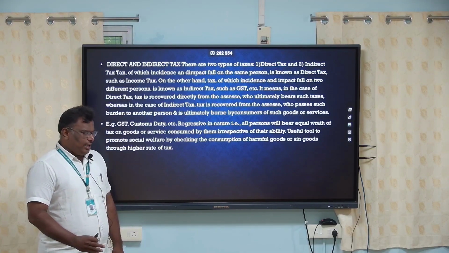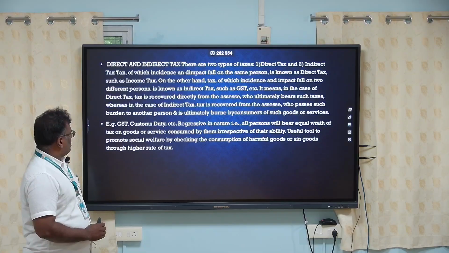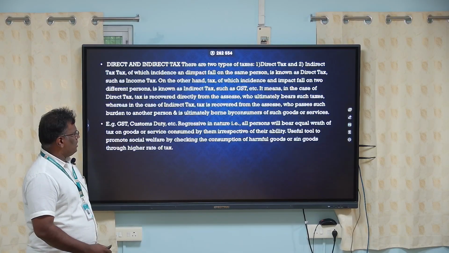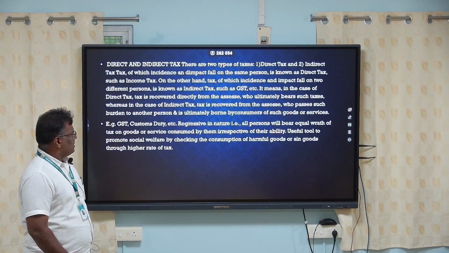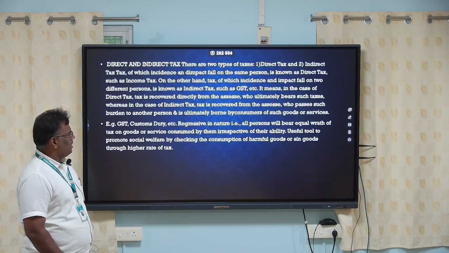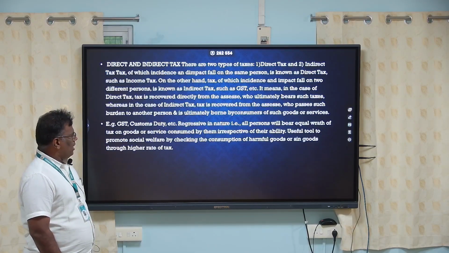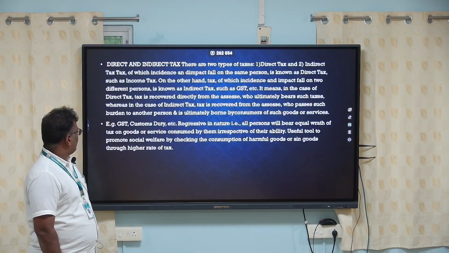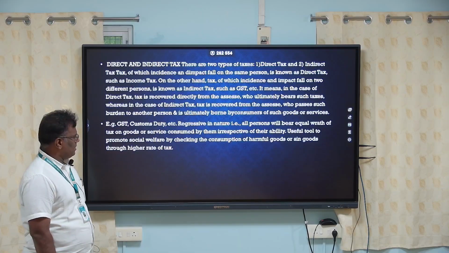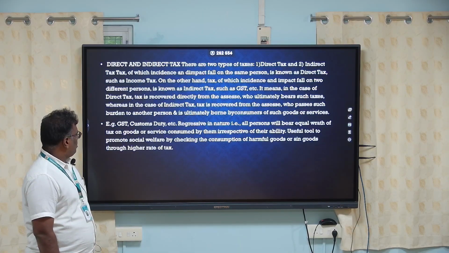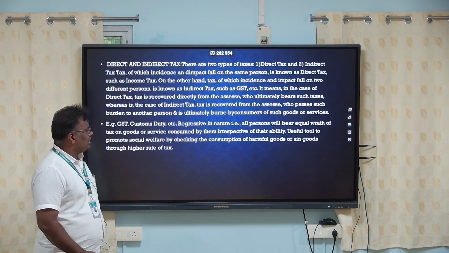Taxes are classified as direct tax or indirect tax. Direct taxes, such as income tax, are those where the impact and incidence fall on the same person. Where the incidence and impact fall on different persons, it is known as indirect tax, such as GST. It means that direct tax is recovered directly from the assessee who ultimately bears such tax, whereas indirect tax is recovered from an assessee who passes such burden on to another person, ultimately borne by the customer of such goods and services.